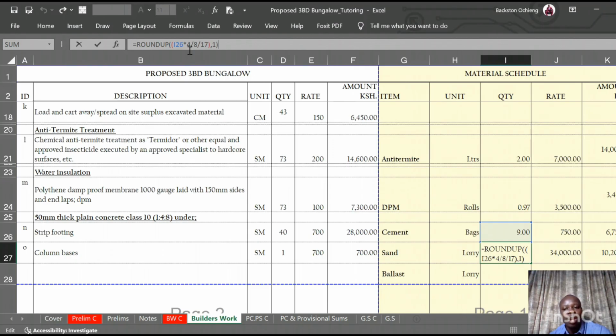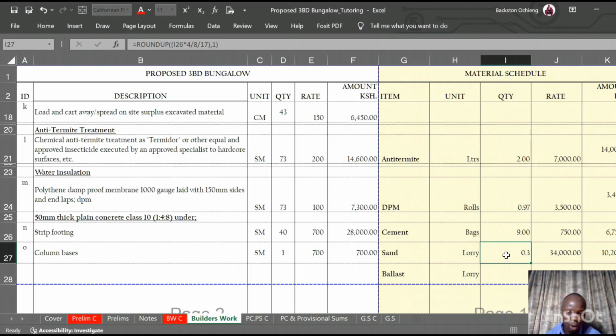Okay, then we are measuring our unit here in lorries, and a lorry of a capacity of around 18 tons should carry up to, say, 17 tons of sand. So we divide by 17. Once we do that, we should be able to get the number of lorries of sand to be ordered. In another word, what I'm saying is these 3 items, they are related. So cement, sand, and ballast are related. And as per the ratio, it's 1 to 4 to 8.